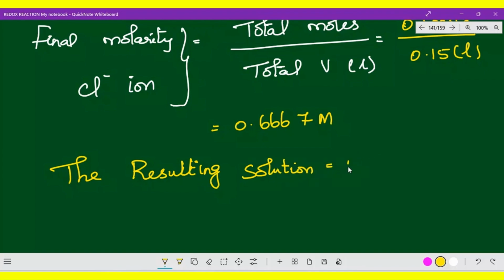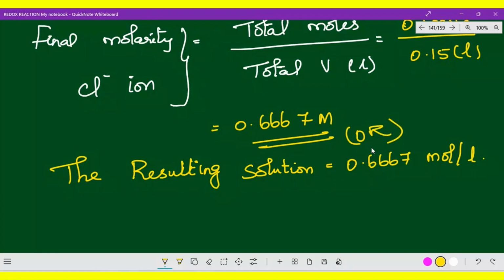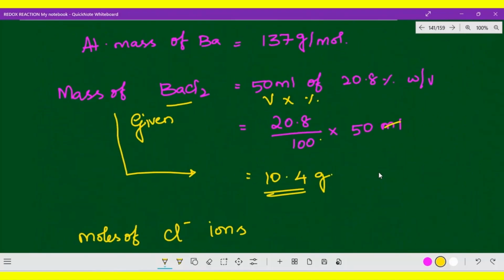You will get how much? 0.6667 mole per liter, or molarity. Anything we can keep it. I hope you got the clarity. Resulting of the solution. Come on, let us check the option.